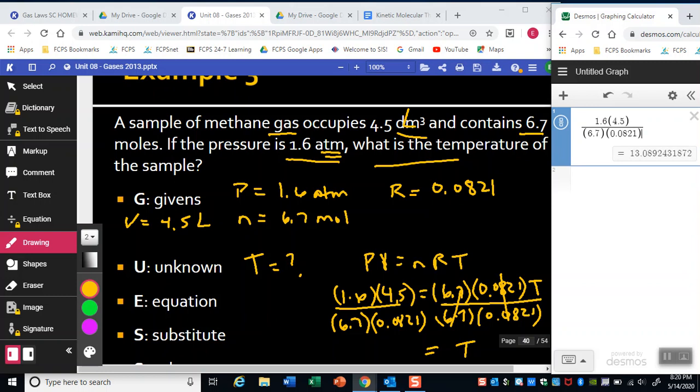All right, and that gives me, let's see, for my temperature, my volume and pressure are to the tenths place, so we'll make that 13.1. So we'll say 13.1, and what's my unit for temperature? It has to be kelvins.